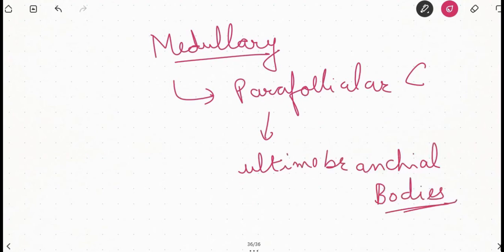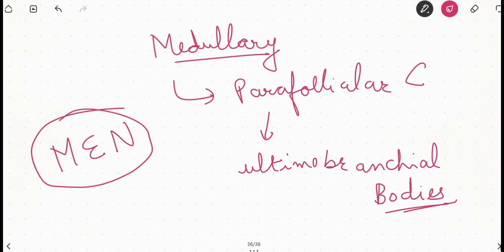So these tumors present in two different ways. Sporadic form, that is common, seen in 80 to 90%, and family variety that present as a part of multiple endocrine neoplasia. So multiple endocrine neoplasia is seen in medullary carcinoma of the thyroid.